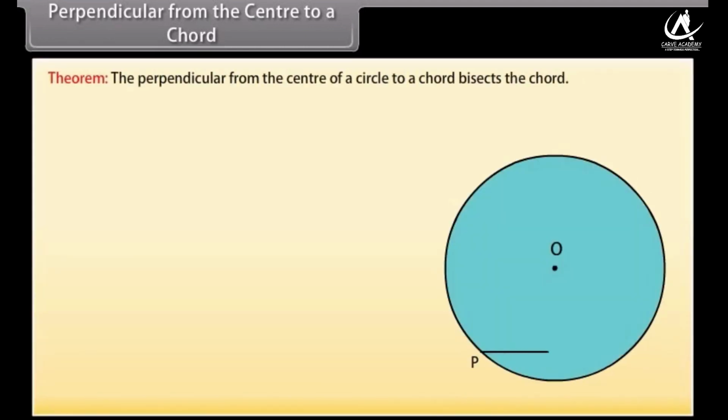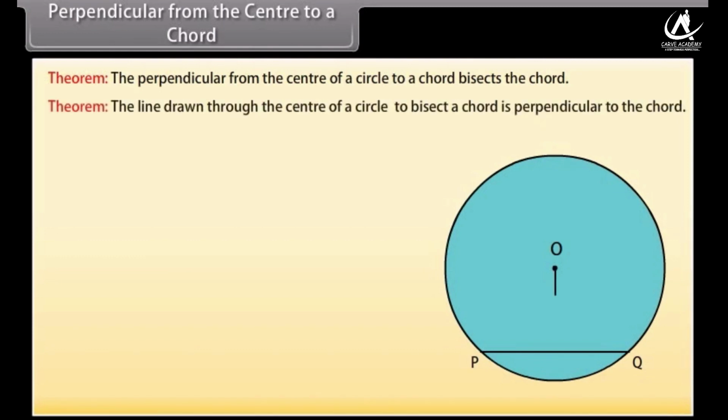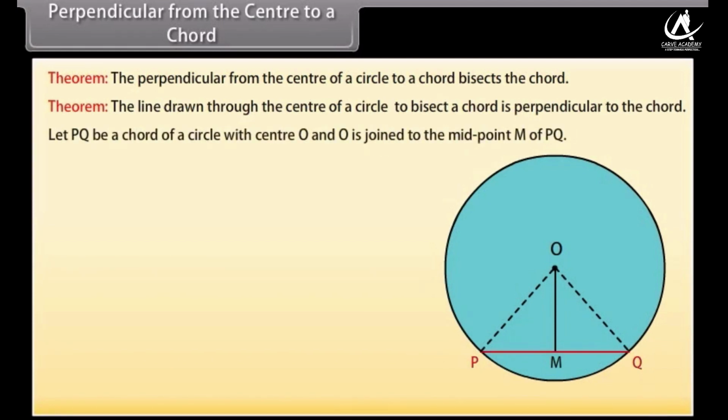Perpendicular from the center to a chord. The next theorem says that the perpendicular from the center of a circle to a chord bisects the chord. Its converse is the line drawn through the center of a circle to bisect a chord is perpendicular to the chord. Let's prove it. Let PQ be a chord of a circle with center O, and O is joined to the midpoint M of PQ. To prove, OM is perpendicular to PQ.